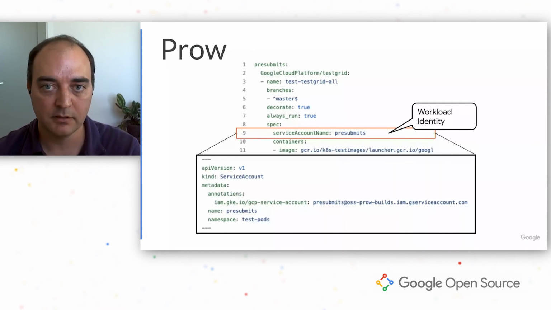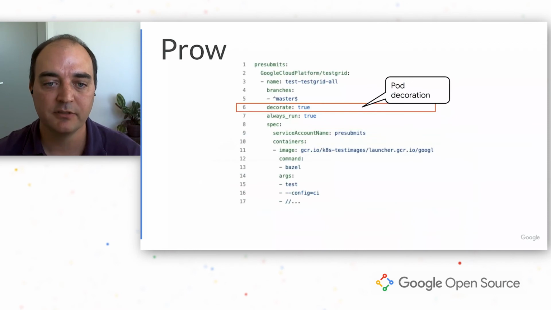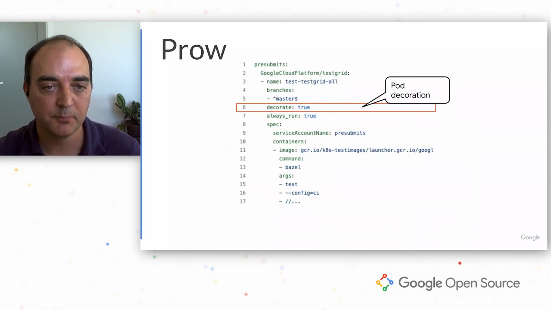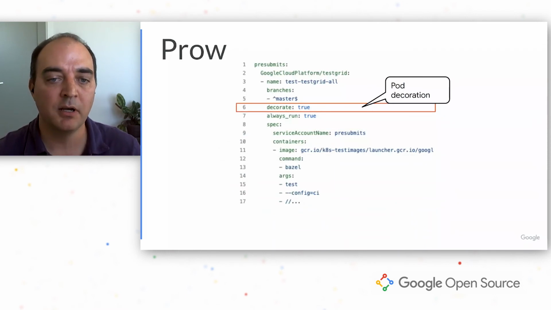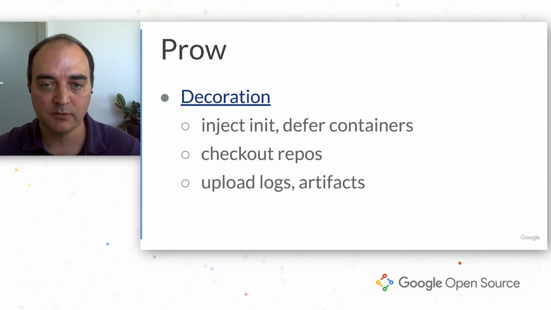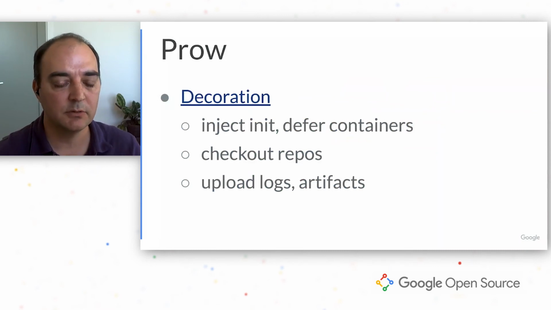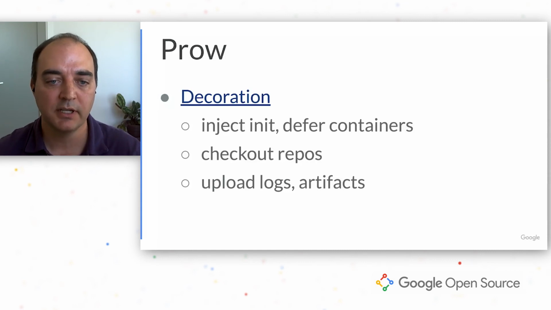And so we can just have our testing focus on testing, not have to worry about authentication. The other thing is decoration, which is telling Prow that when it creates the pod, it should inject some init and defer containers. These containers run before and after your test containers, and they'll do some common boilerplate work, like making sure that all of your repos are checked out at the right commits.